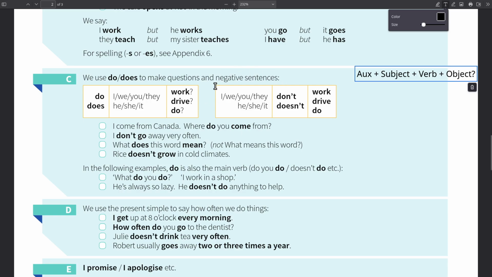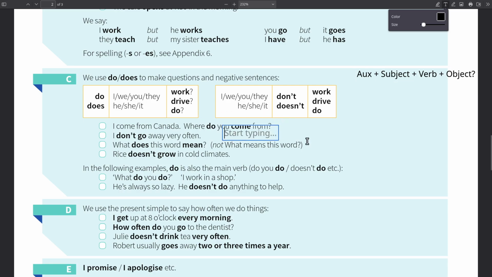So when we're talking about negative sentences, we use the auxiliary don't, for first person, second person, and plural. But we use doesn't for third person. For example, I could say I don't work, or we don't work, or you don't work, or they don't work. But for third person, we say he doesn't work, or she doesn't work, or it doesn't work.